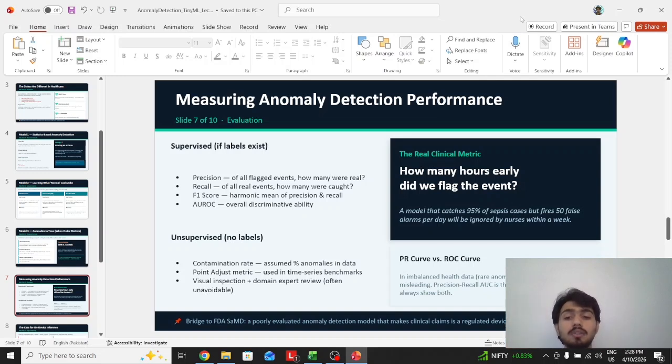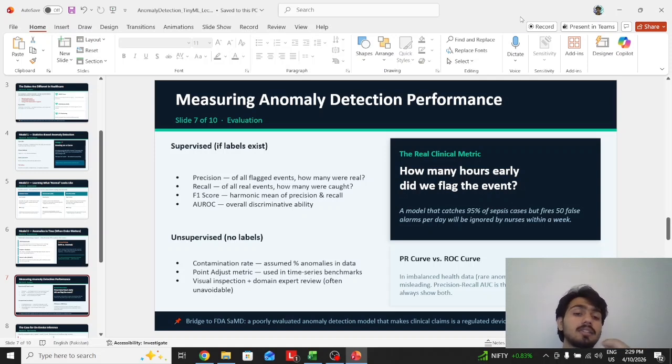If there are no labels, how do we measure anomaly detection performance? Contamination rate, point adjust metric, visual inspection plus domain expert review. So the thing is that with labels it is a bit easier, because we have predetermined metrics and almost anyone can understand those. Unsupervised, on the other hand, is a little bit difficult. A real clinical metric: how many hours early did we flag the event? Now, in case of sepsis, this is actually very important.